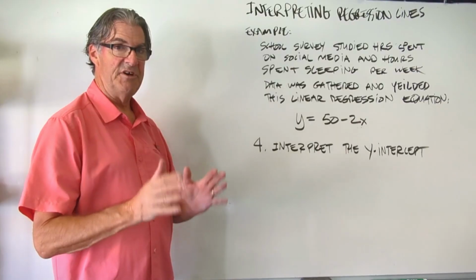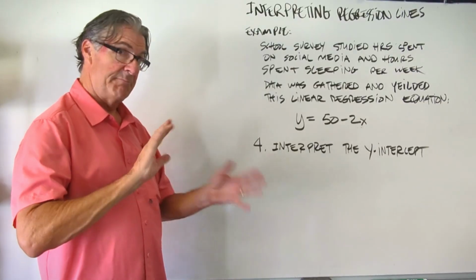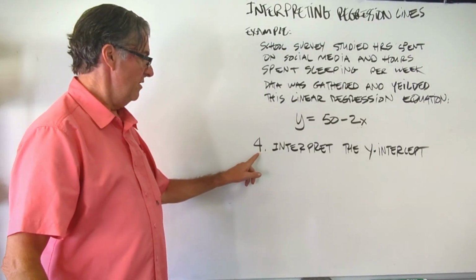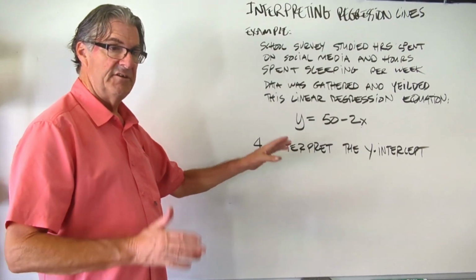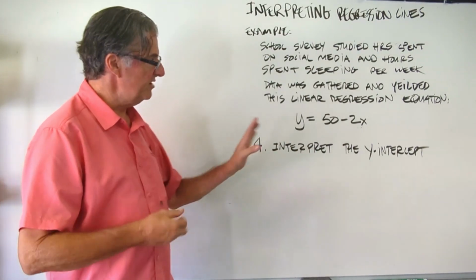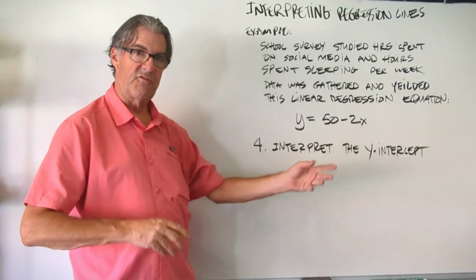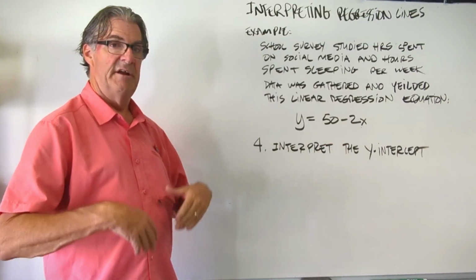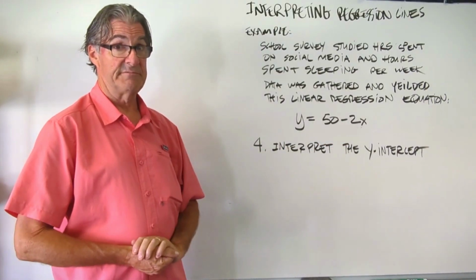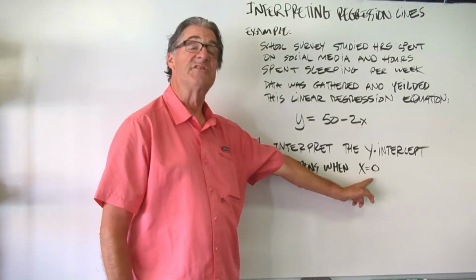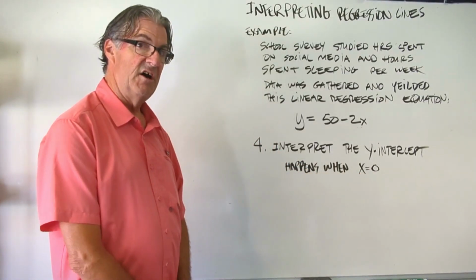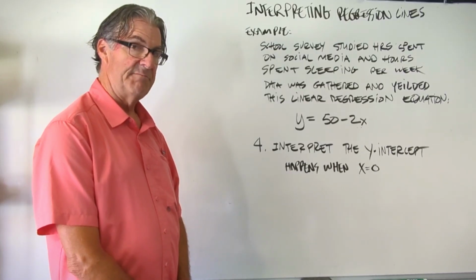One last question. Again, it might feel a little vague. Interpret the y-intercept. So I want you to think real hard. There's a couple things you need to do to the equation first before you can interpret that y-intercept and say what you think it means. All right, let me give you a prompt. The y-intercept happens when x equals 0. Pause the video and think about that and come back.